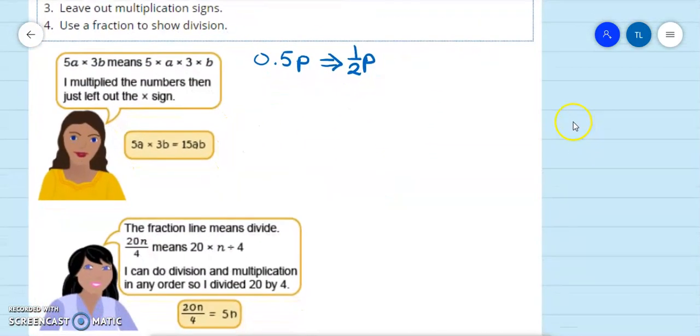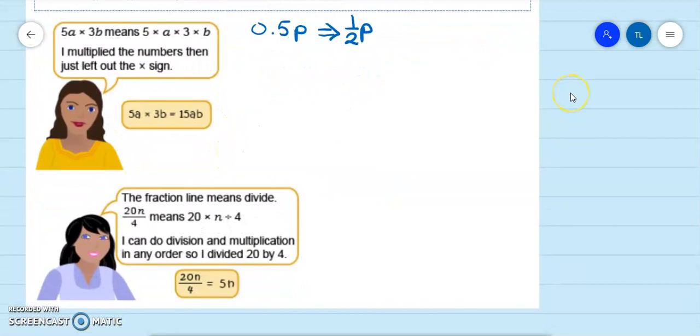Next, we're going to have here the example 5a times 3b. Now, for the first rule I have given you, the first thing we have to do is to multiply the numbers first. The numbers in 5a times 3b are 5 and 3. So we multiply the numbers first. We have 5 times 3 here, so we have 15.